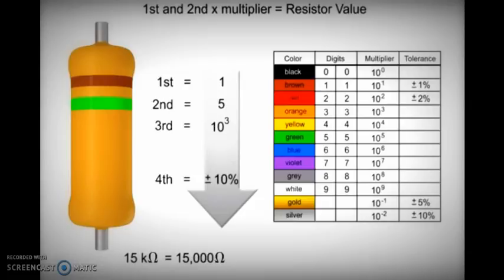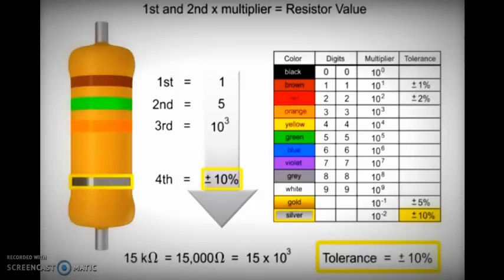So the first band is brown, the second band is green, and the third band is orange. The fourth band is assigned a tolerance value of plus or minus 10%, so the fourth band will be silver. So ultimately we have the value of 15 kilo ohms with a tolerance of plus or minus 10%.